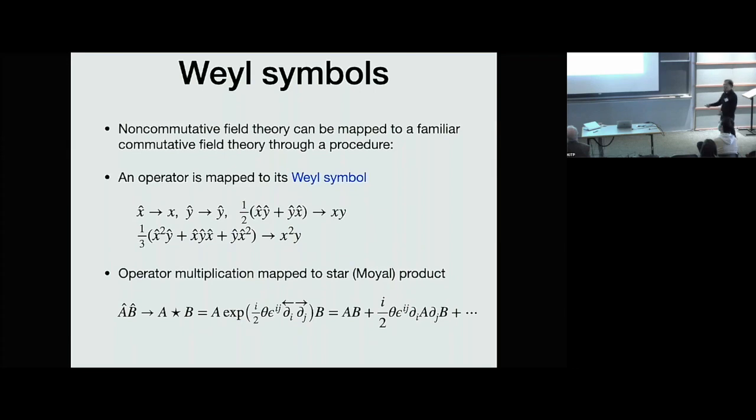There is a well-defined way to map any polynomial of operators x and y into a polynomial of commuting x and y. And then in this mapping, the product of two operators is replaced by the so-called star or Moyal product of two functions, of two Weyl symbols. So to leading order, we have just a times b, but then when we expand, there are terms involving derivatives. And this series goes to infinity.